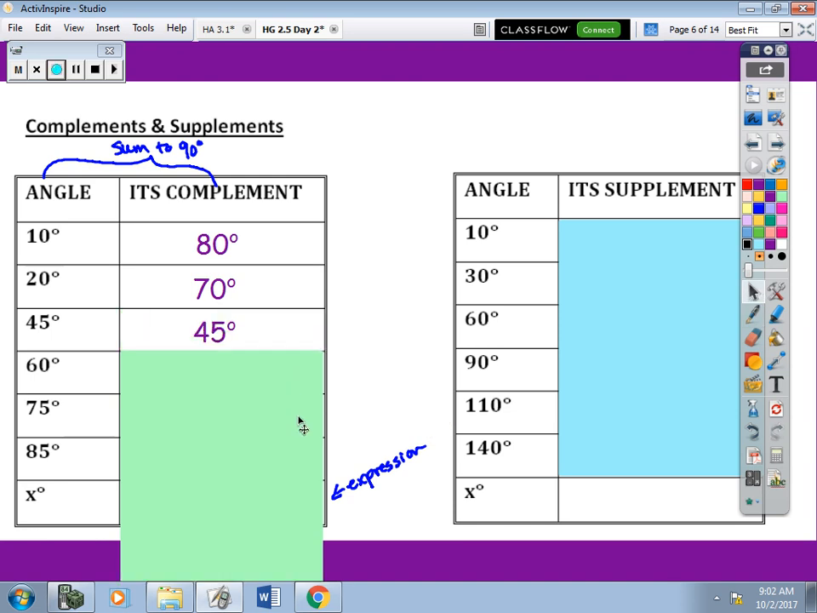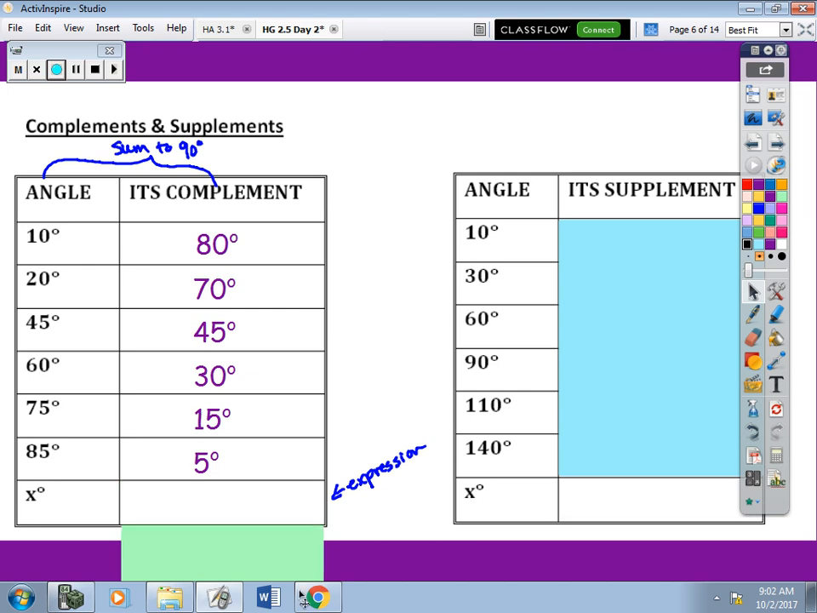All right, we should have gotten 45, 30, 15, and 5, which I saw a lot of those. But I see a lot of you stumped on the expression for the complement. So how did we find this number? We did 90 minus 10 was 80. 90 minus 20 is 70. Justin? 90 minus x. Yes. 90 minus 45 is 45. So 90 minus x gets me this number.